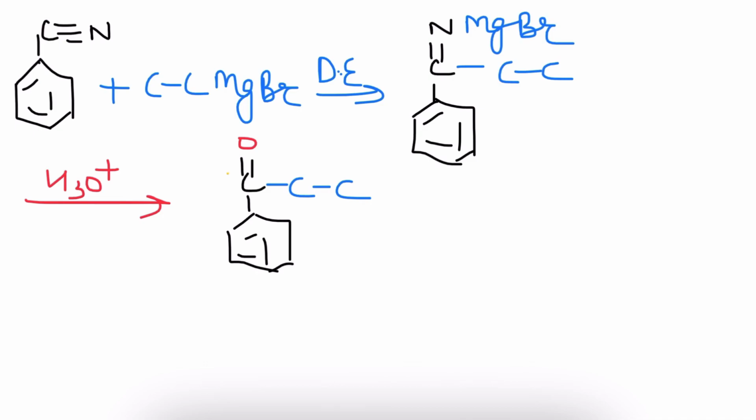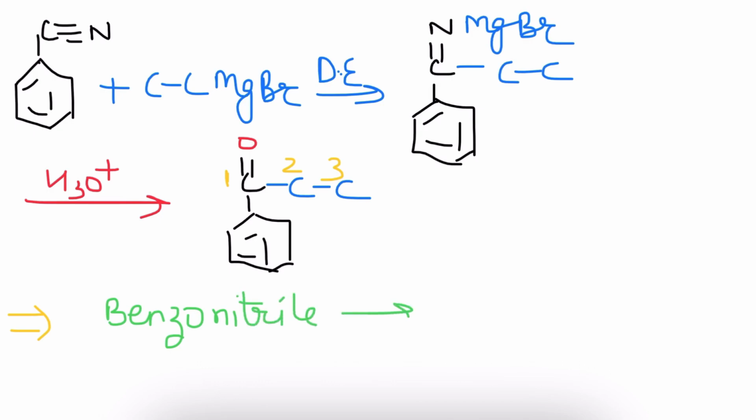Let's name it 1, 2, 3. So this one is a conversion where we converted benzonitrile into 1-phenyl propanone, propiophenone.